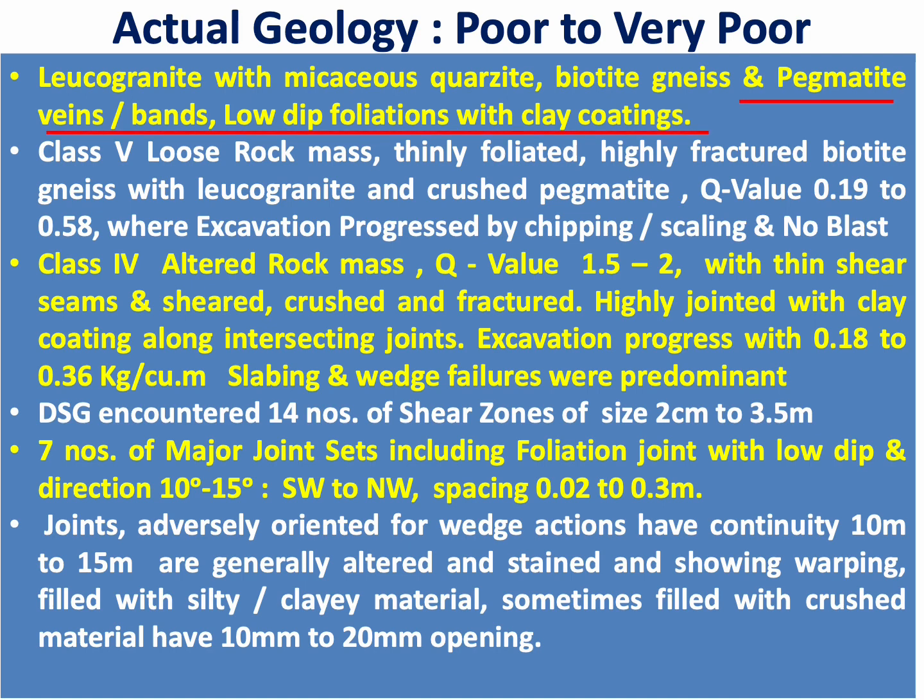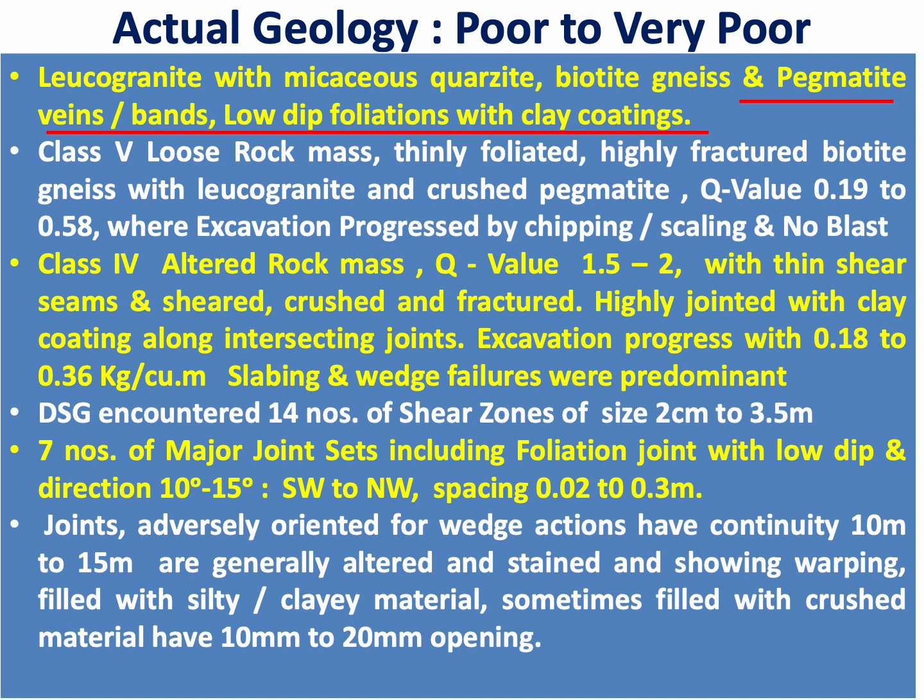Lithogranite with micaceous quartzite, biotite gneiss and pegmatite veins and bands, low dip foliations with clay coatings. Class 5 loose rock mass, thinly foliated, highly fractured biotite gneiss with lithogranite and crushed pegmatite, Q values ranging from 0.19 to 0.58, where excavation progressed by chipping and scaling and no blast. In the Q values of 0.19 to 0.58, there was no requirement of resorting to blasting. The tunneling and excavation were progressing by just chipping and scaling.